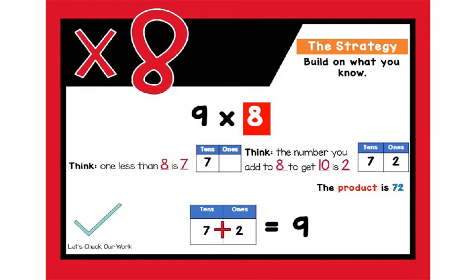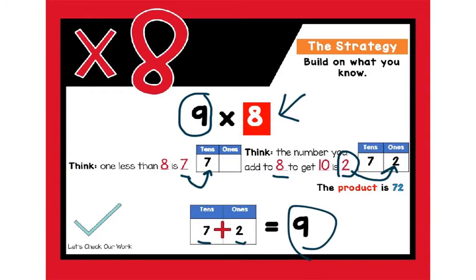Times 8. Build on what you know. So here is a 9, so I need to use a 9 strategy. 1 less than 8 is 7. That will go in the tens place. The number you add to 8 to get 10 is 2. That will go into the ones place. The product is 72, but I'm going to check my work. If I have a 7 in the tens and a 2 in the ones, 7 plus 2 equals 9.